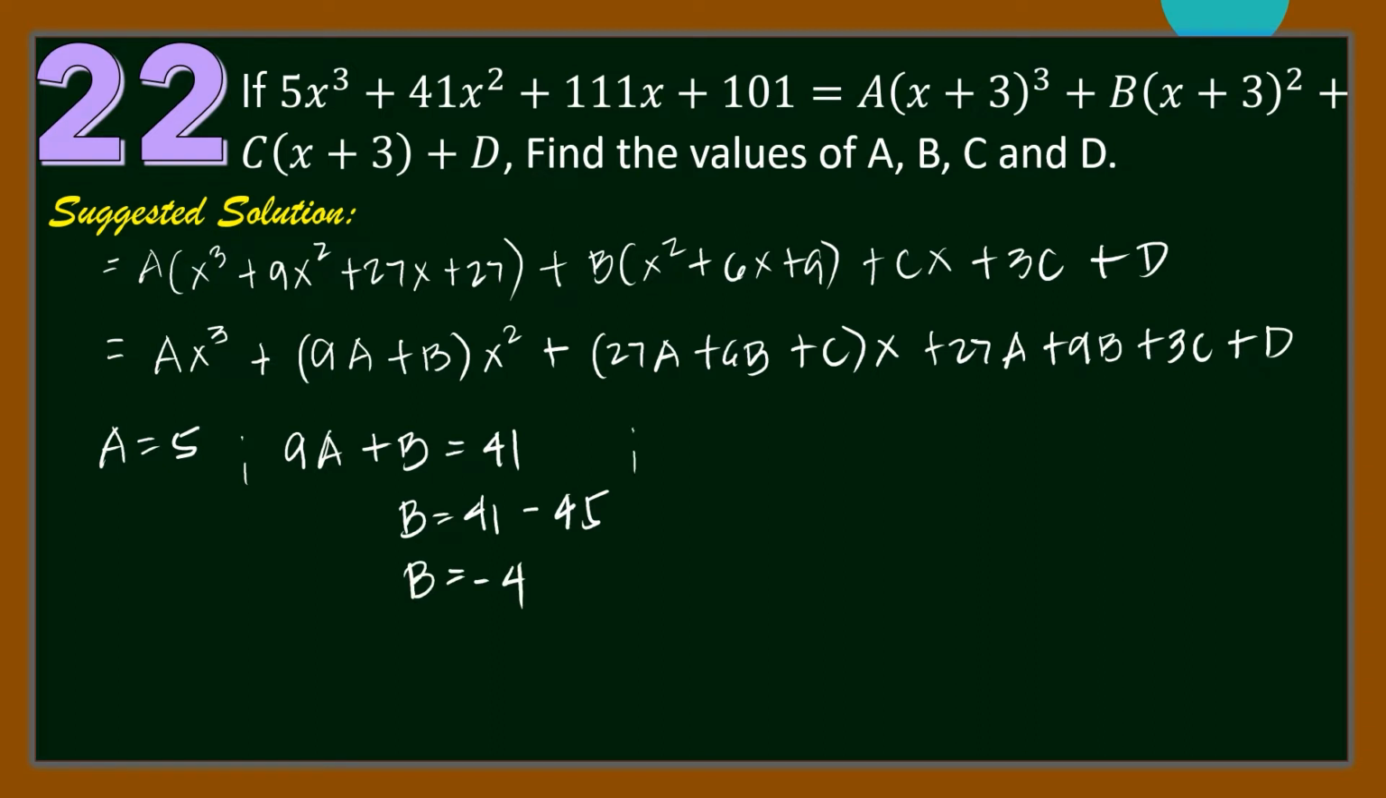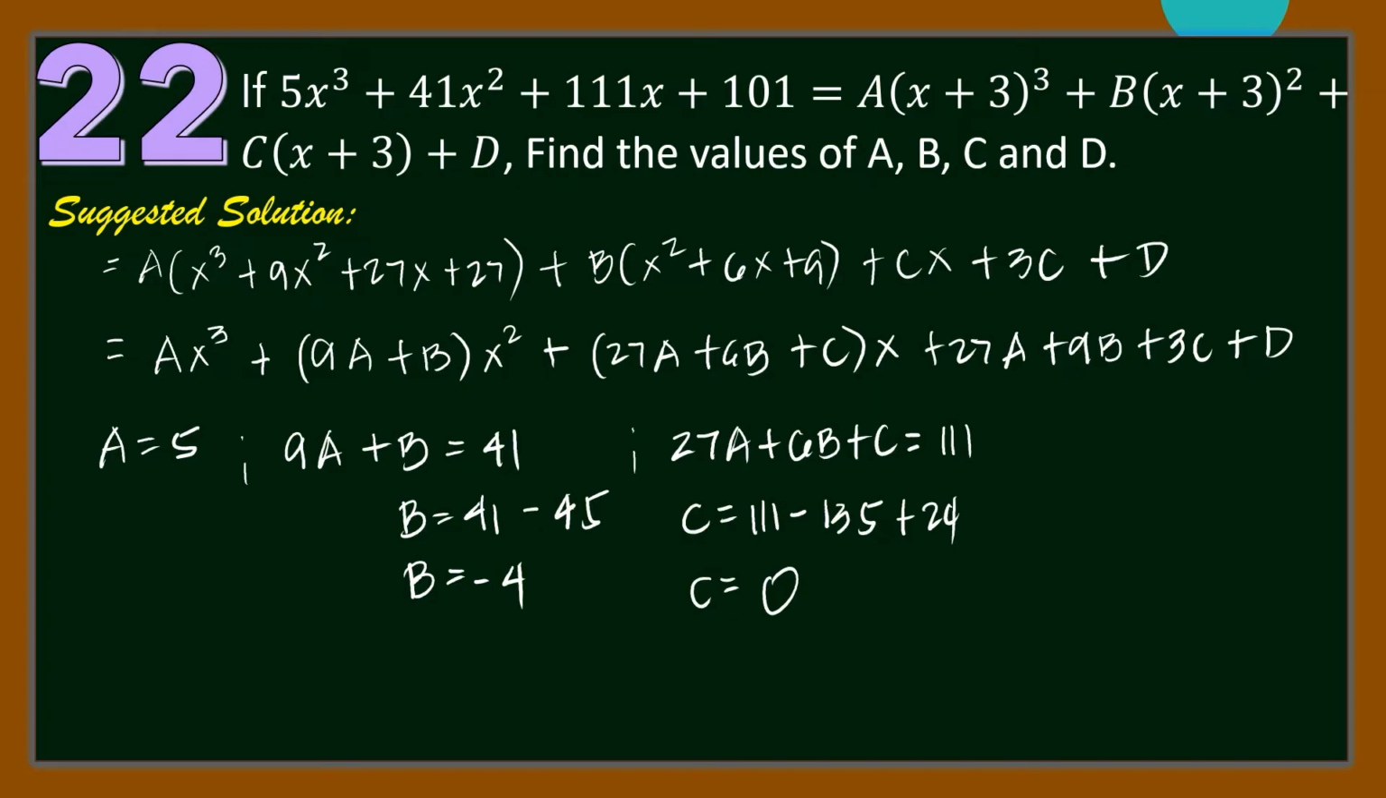Next, we have 27a + 6b + c = 111. Then c is equal to 111 minus 27 times 5, that's 135. And 6 times b, that is 6 times negative 4, negative 24. Then we have plus 24. Hence, c is equal to 0.